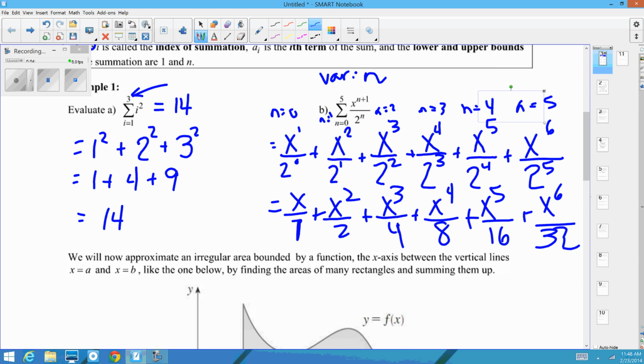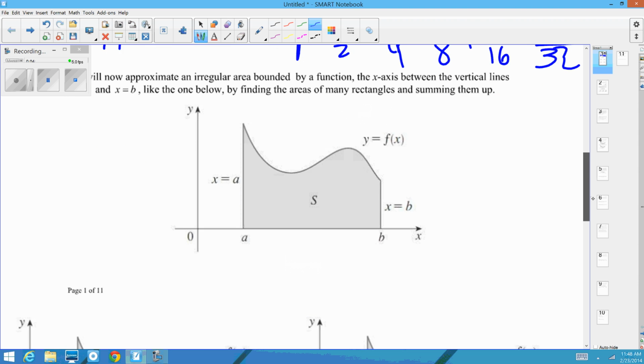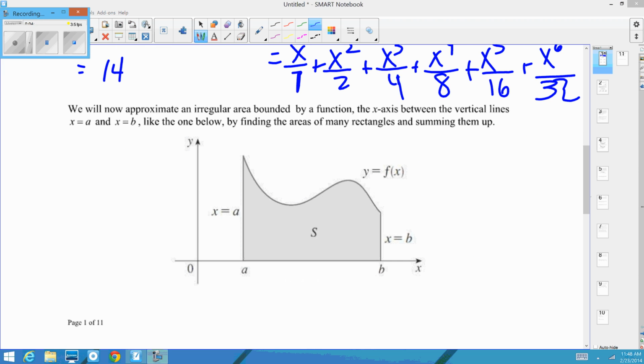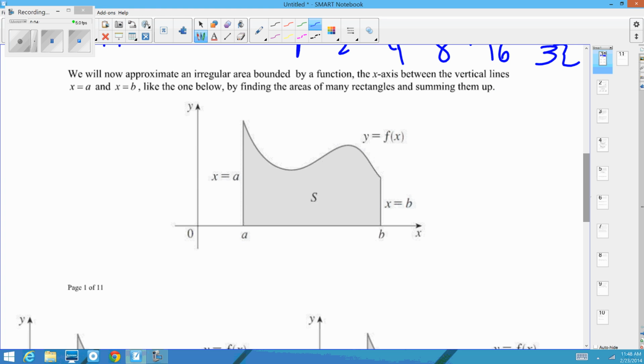So this sigma notation is just a way of summing different things without writing it all out. And we're going to use that idea for area here. We're now going to try to approximate the area of this function. To just find the area using our regular shapes, it's not going to be very easy, right? Maybe that looks like a triangle. Maybe there's another triangle, and that's a square, but we're really missing a lot. We're missing this piece.